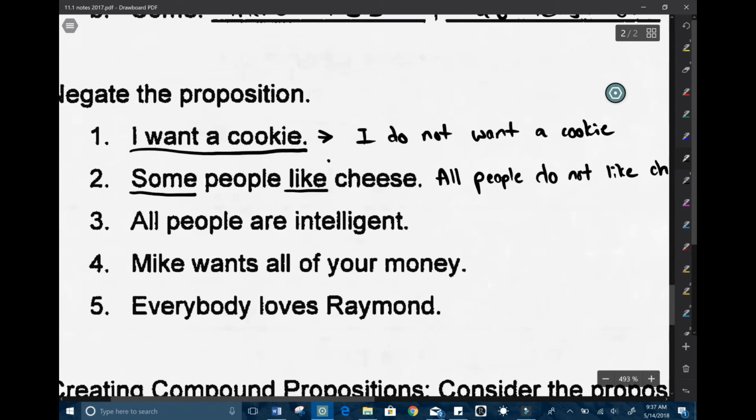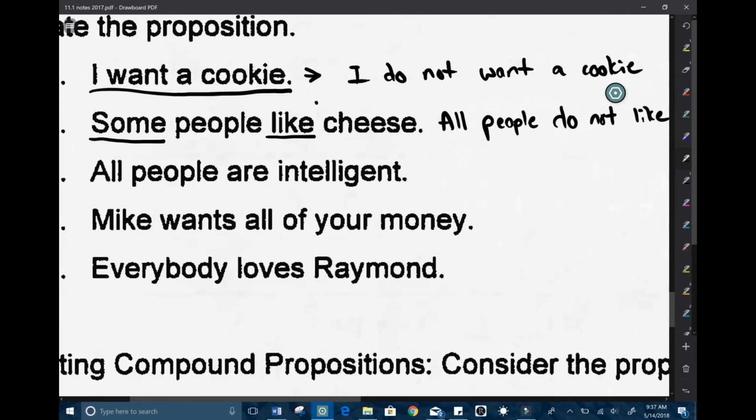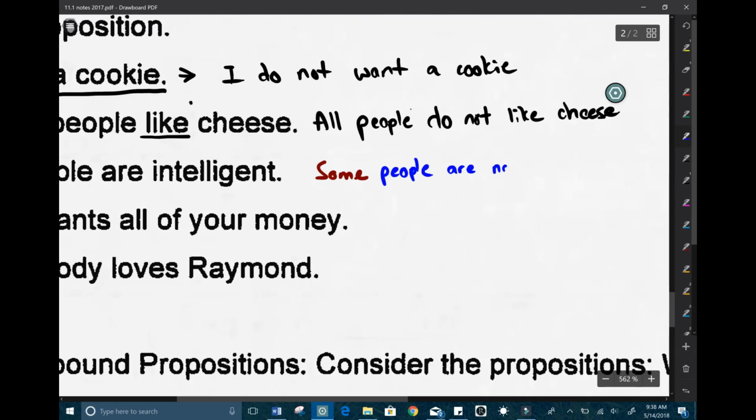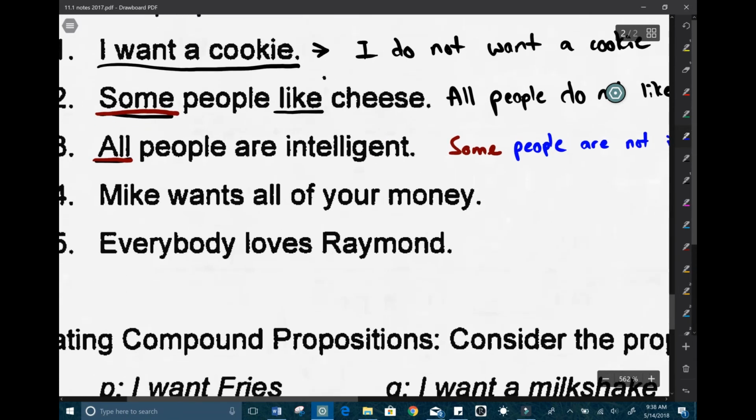And we are going to practice these quite a bit. All people are intelligent. We change all, so we're going to change the quantifier. So that's what I'll start highlighting is the quantifiers. So we change all to some. And the rest of the proposition, are intelligent. Some people are not intelligent. That's the negation.